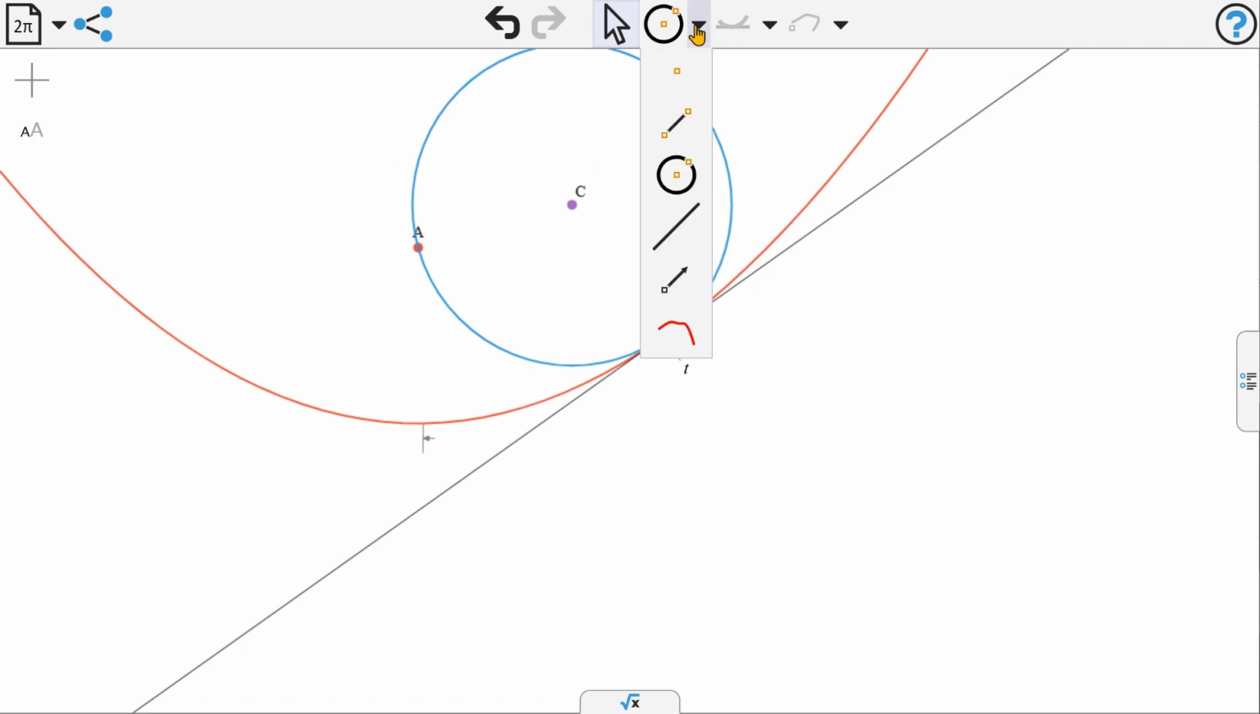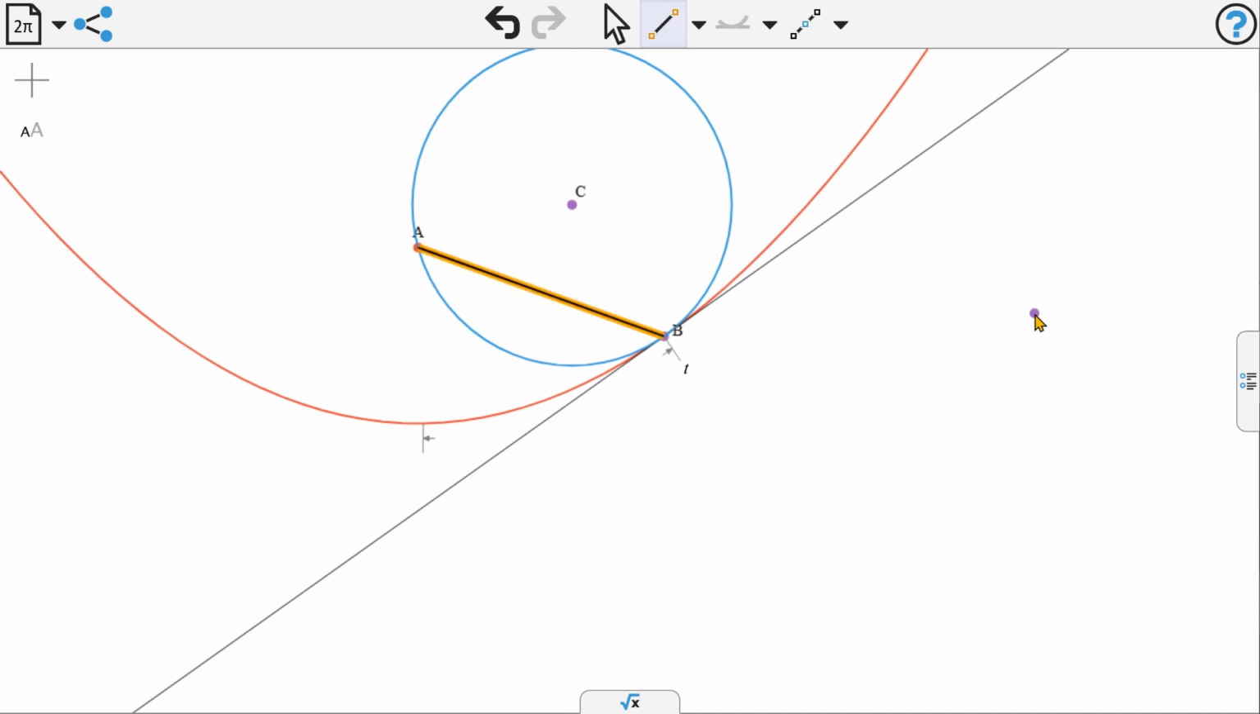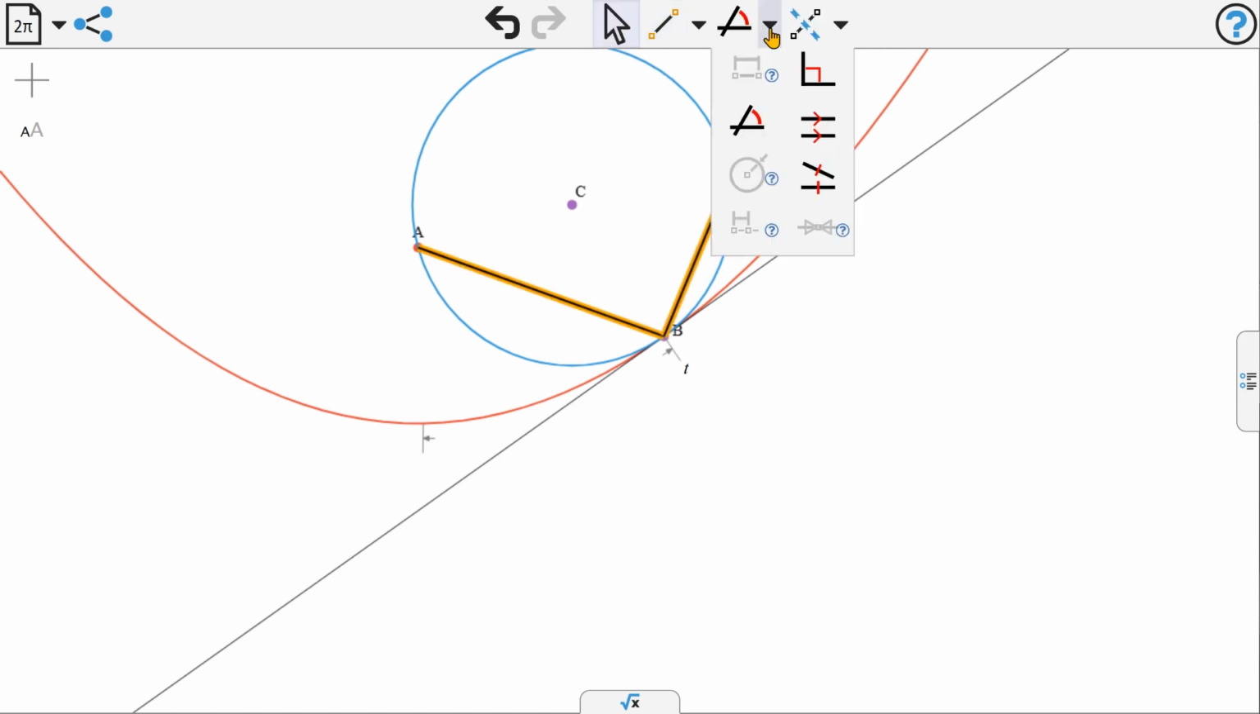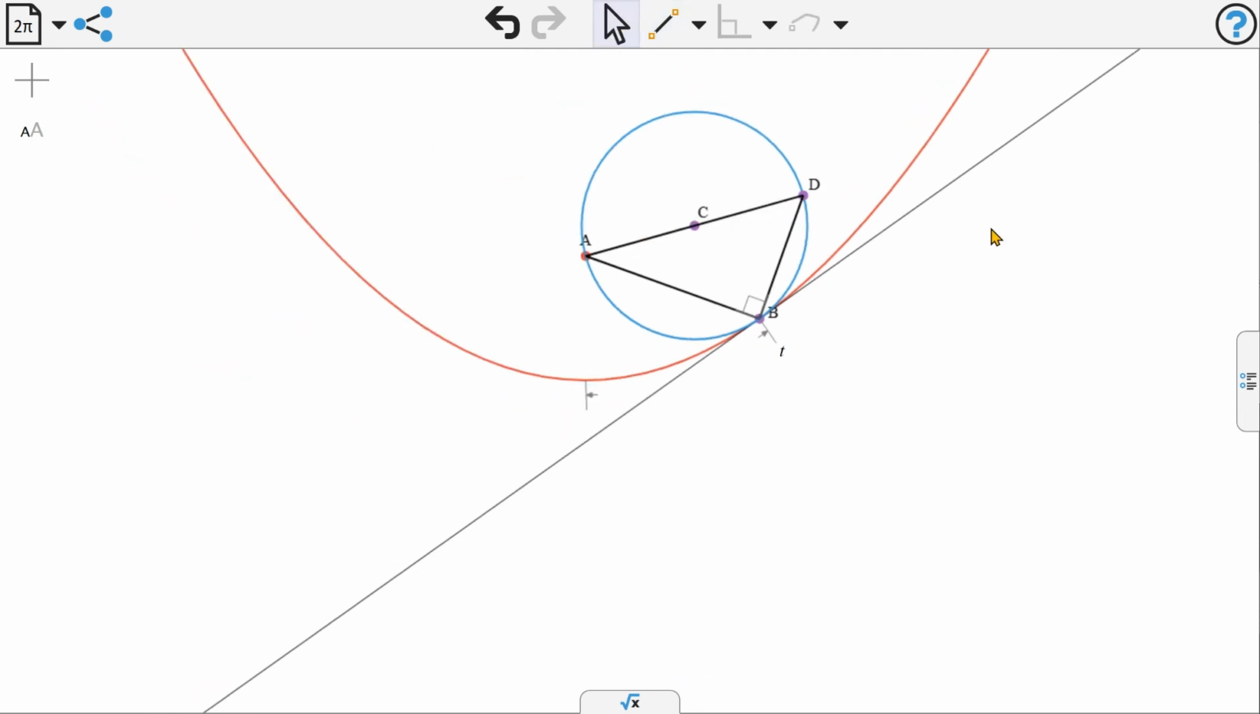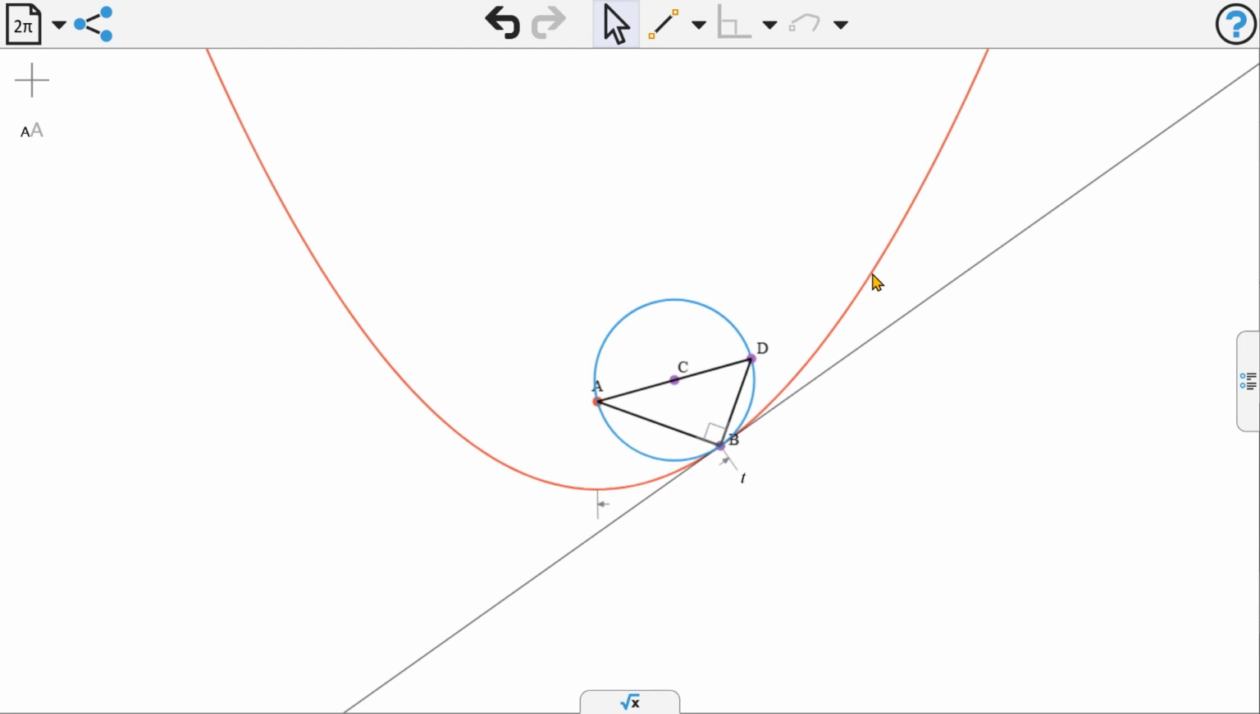So now, if light comes in vertically, it's going to reflect at this point B to the focus A. If it comes in horizontally, however, it's going to reflect at a right angle. And we see, of course, because that's a 90-degree angle, that is a diameter of the circle.